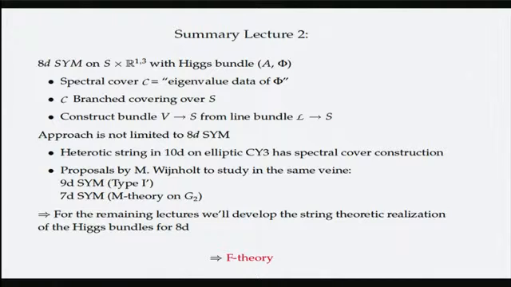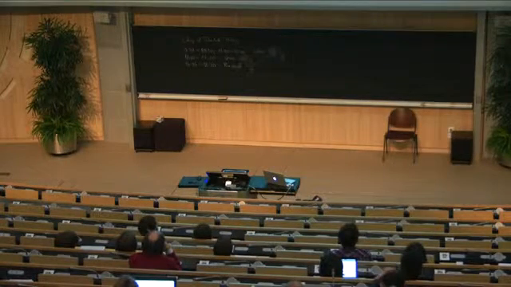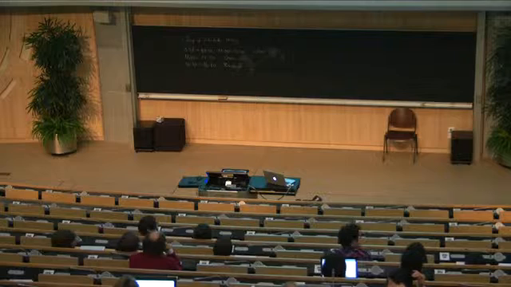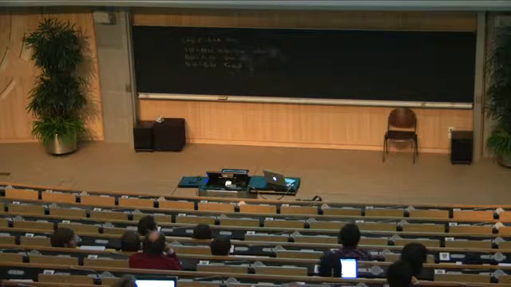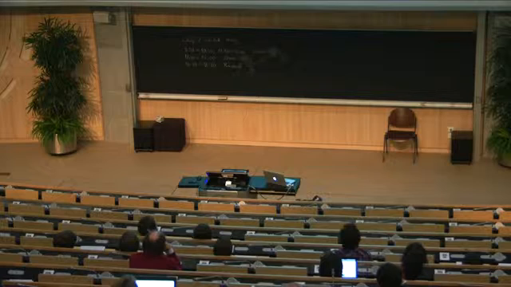Okay, so just to summarize what we've done so far. We started off with 8D supergravity on S times R^{1,3} with a Higgs bundle, which was giving us the gauge field and phi. The point I was trying to make today is that it's not the most general way you can study these things, but there is some important information encoded in the spectral cover. Is there a question? No? Okay. There's important information encoded in the spectral cover, which is just the eigenvalue data for this Higgs field.